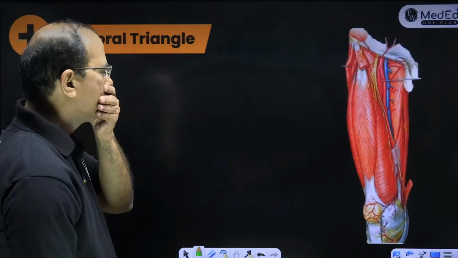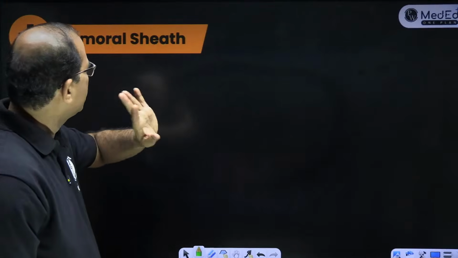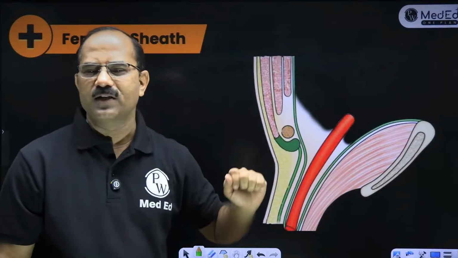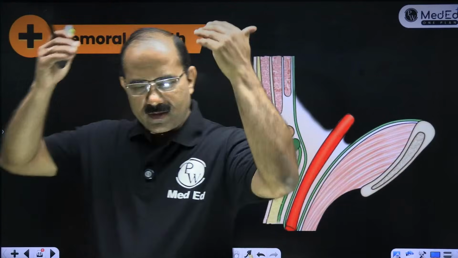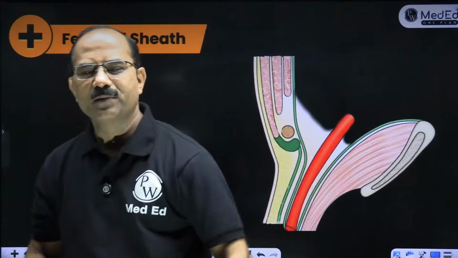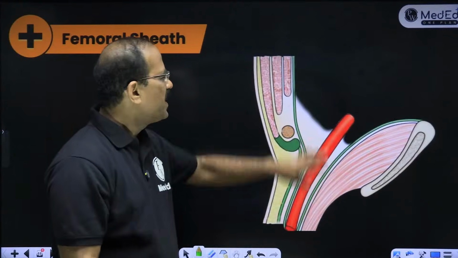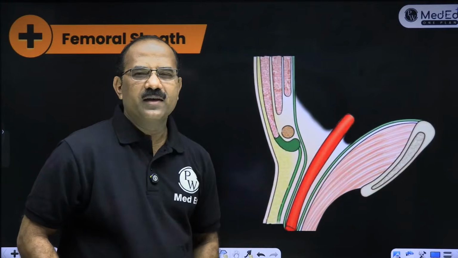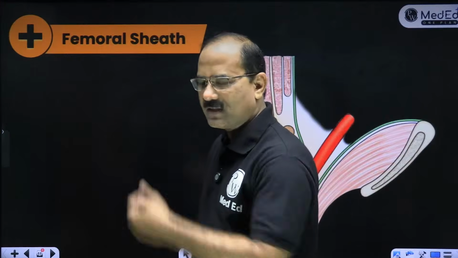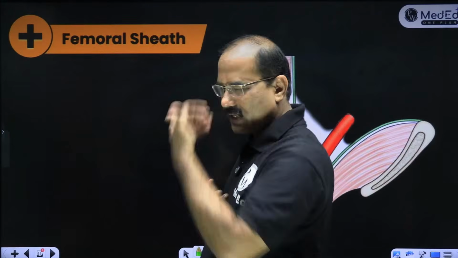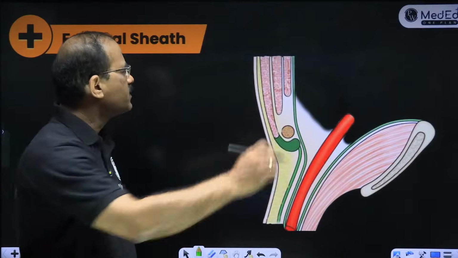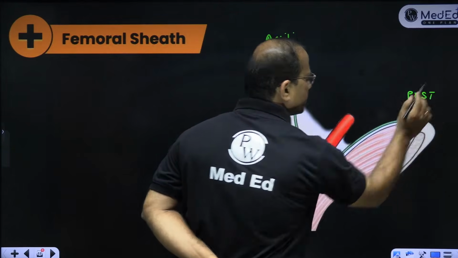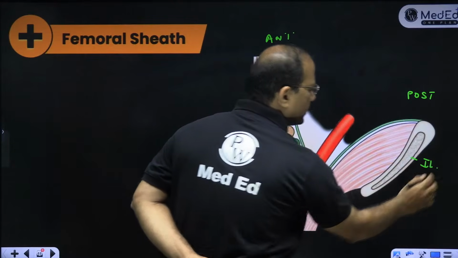Okay. Fine. So now we come to the next topic, femoral sheath. What view is this? How is this section taken? I'm talking about the contents. Ansh, how is this section taken? This is a sagittal section, as if standing like this. So this is anterior and this is posterior. What is this? This is the iliac fossa.